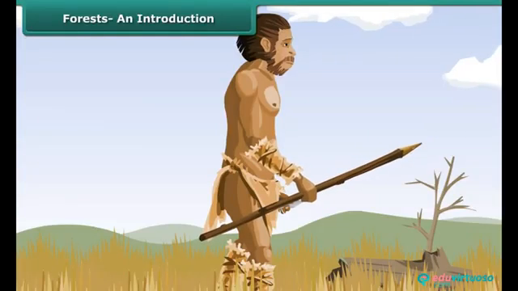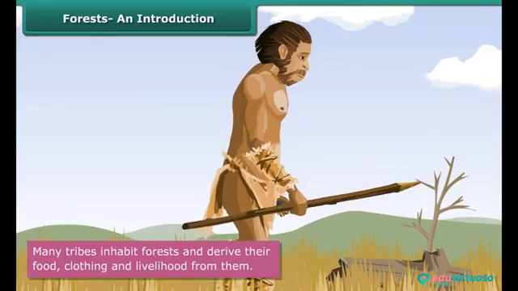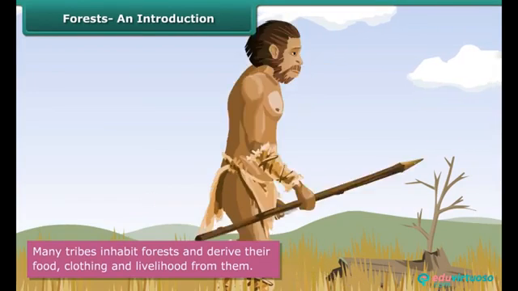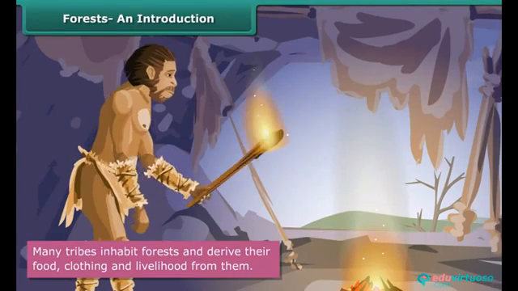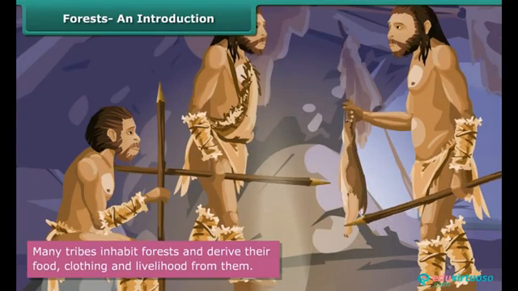Besides animals and plants, many tribes also inhabit forests. They derive their food and clothing from the forests. They depend on forest produce for their livelihood.